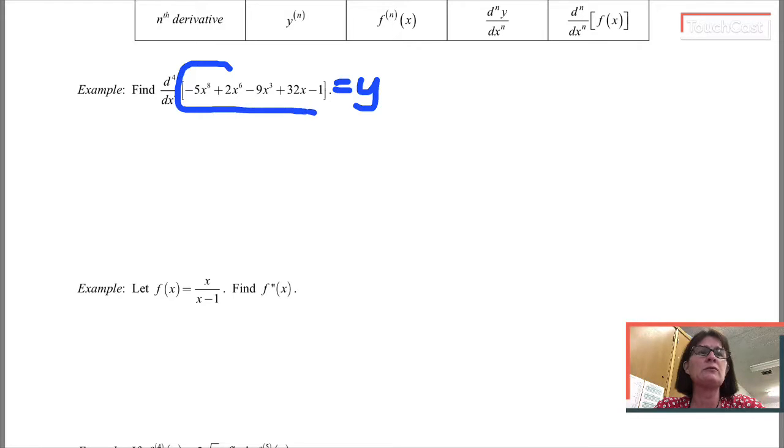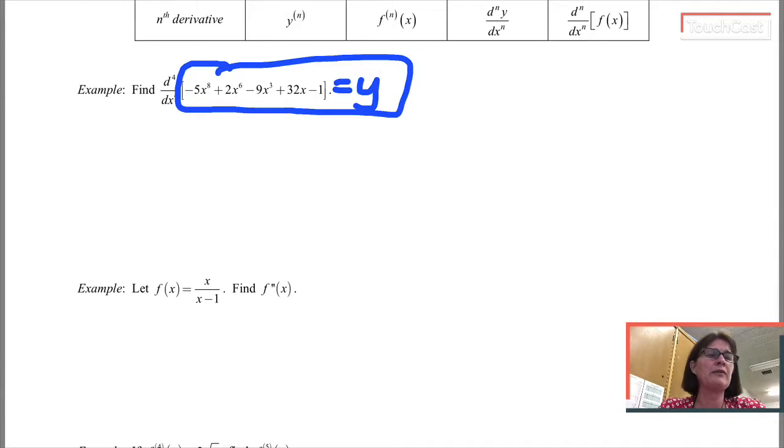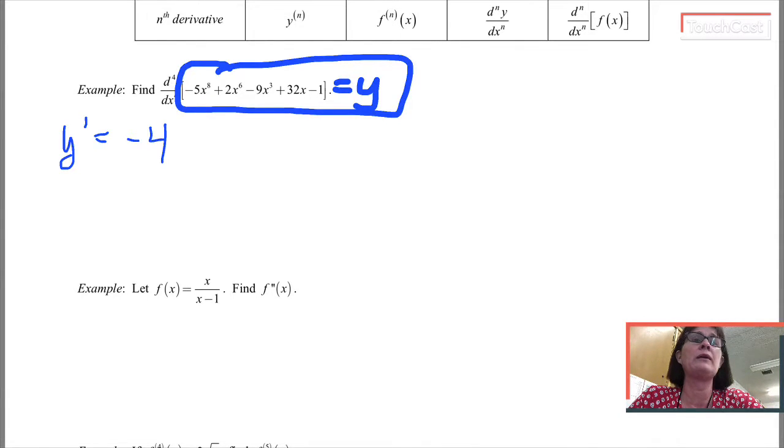So I'm going to say that this original function, I'm going to call it y. You could call it f of x instead. It's not a super huge deal. Because I want you to see what it looks like as I label my work as I go. So if this original function is y prime, I'm going to start from the left. I'm going to bring that 8 down to the front to multiply. So that's going to be negative 40 x to the 7th plus 12x to the 5th minus 27x squared plus 32.